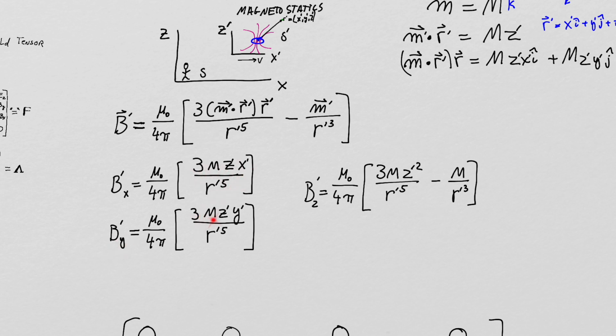The y component, mz prime y prime over r prime to the fifth. And the z component is mz prime squared over r prime to the fifth. And this piece here, of course, is purely in the k hat direction. So you get this extra term of m over r prime cubed. There's no field vectors to normalize in this term of the expression, so you end up with the cube in the denominator. So these are the three components of the magnetic field.